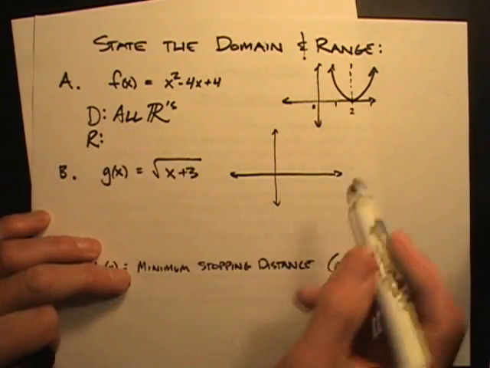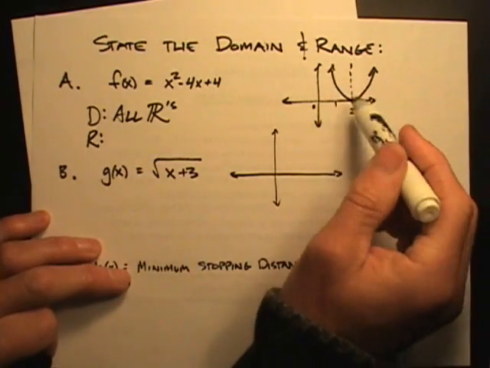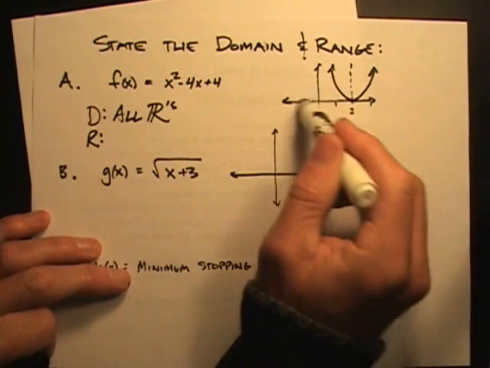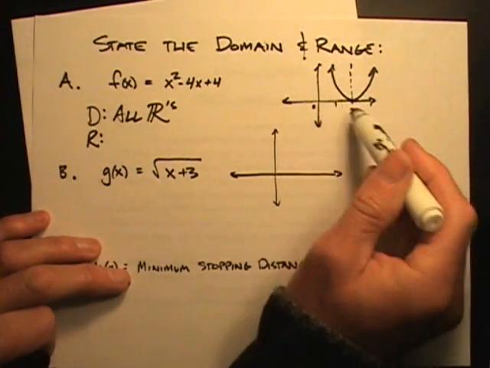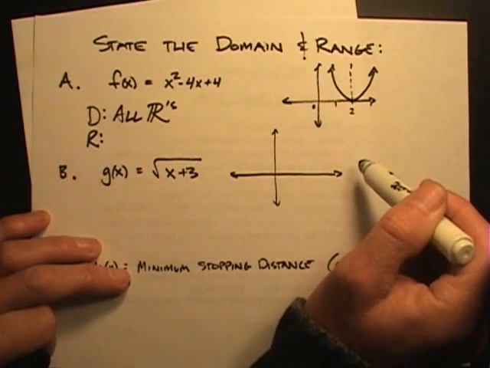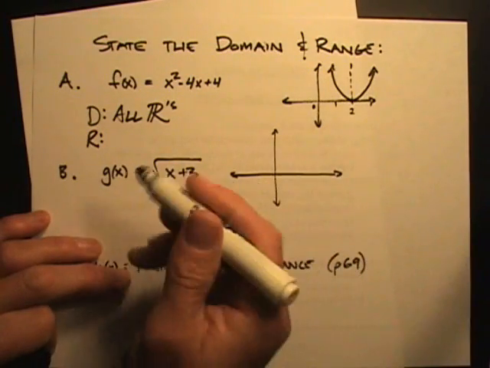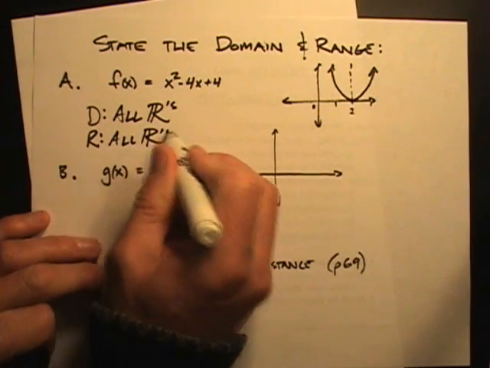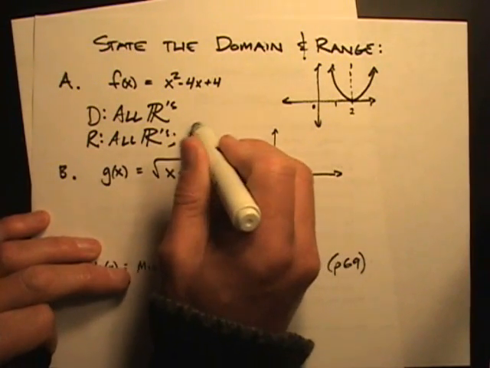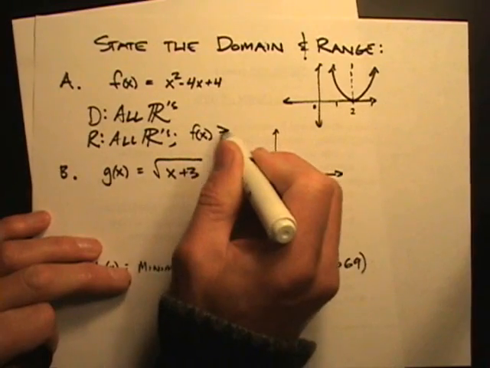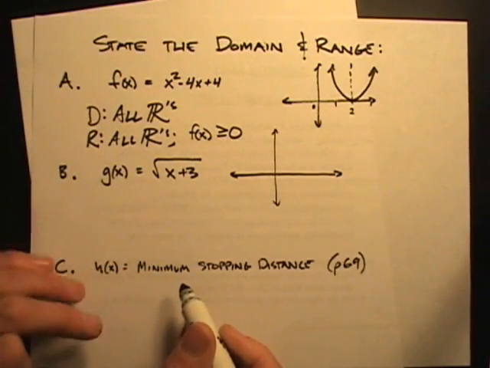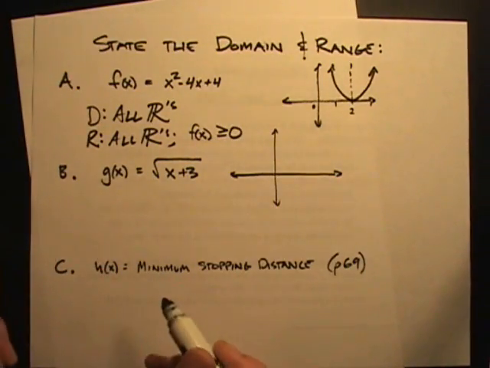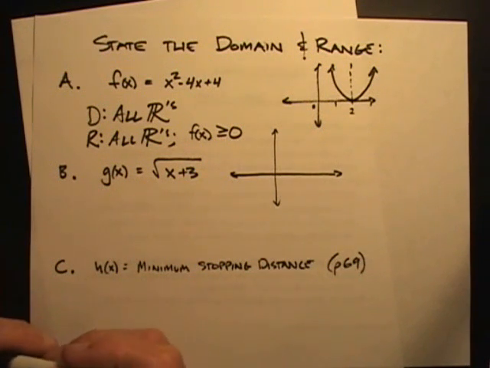Now my range are my resulting outputs, and I can get anything from the x-axis on up, but you'll see I'll never get a negative value for my output, my f of x. So I would say it's going to be all reals, but then I would add that it has to be true that f of x is going to be greater than or equal to 0 at all times. All right, so that's the way we can note the domain and range.